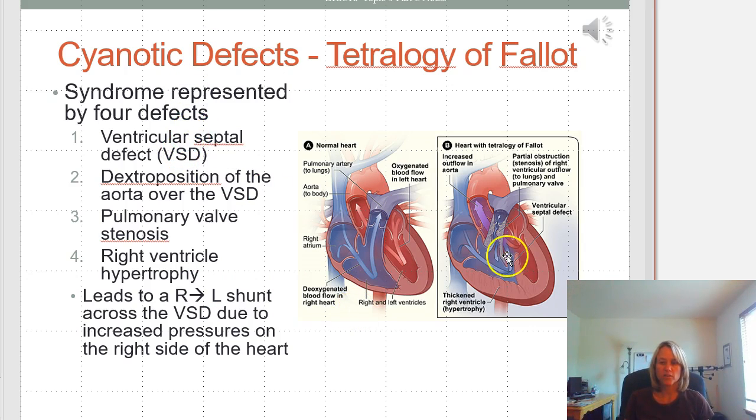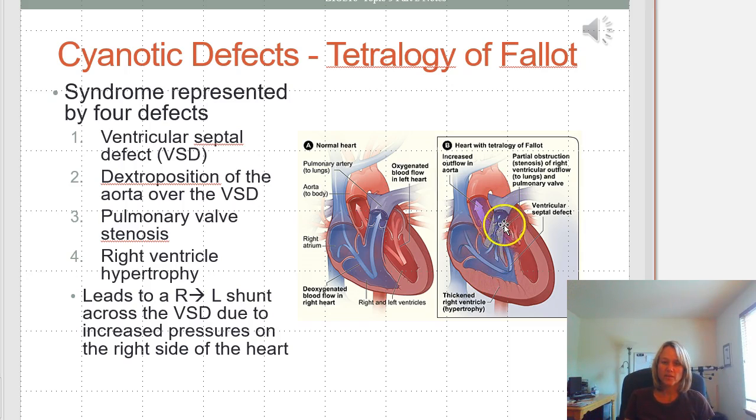First of all, we have a ventricular septal defect, an opening between the left and right ventricle. Then we have the aorta right over the ventricular septal defect. Then we have pulmonary valve stenosis, which is going to really restrict the blood flow into the lungs. And then right ventricular hypertrophy, that ventricle is going to thicken to try and get blood into the pulmonary artery.